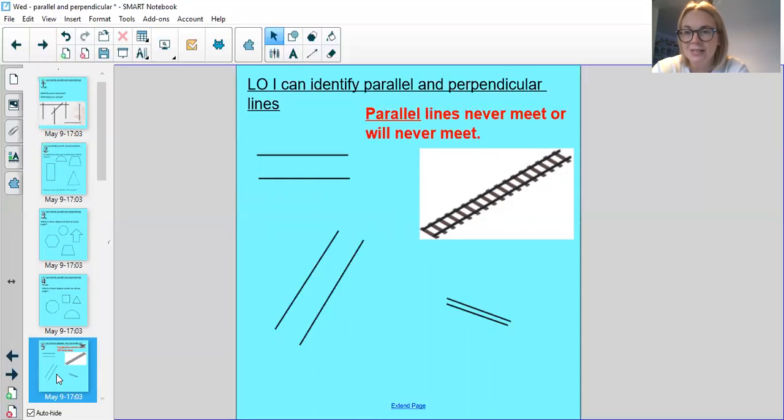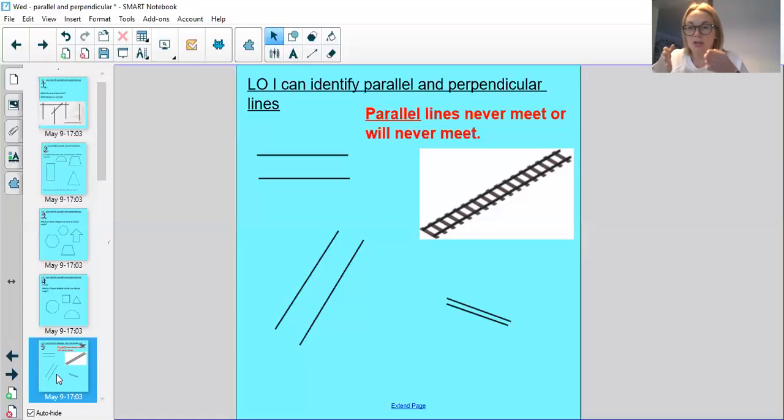As you can see on the screen, parallel lines are lines that never meet. You don't see them meeting when you look at them, or if the lines continue to be drawn as they are, straight and in the same direction, they would never meet. Those are called parallel lines. You'll notice I put a little picture on the screen of a train track because that always helps me to remember what parallel lines look like. They are like a train track.